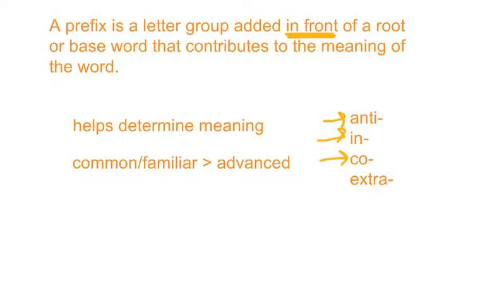So for example, co-worker are two people who work together. Co-pilot, cooperation, coexist, and cosine. Finally, as an example, we have extra, meaning more than. So extracurricular is more than what's in the curriculum. Extraordinary means just better than ordinary, or extraterrestrial means like outside of Earth.